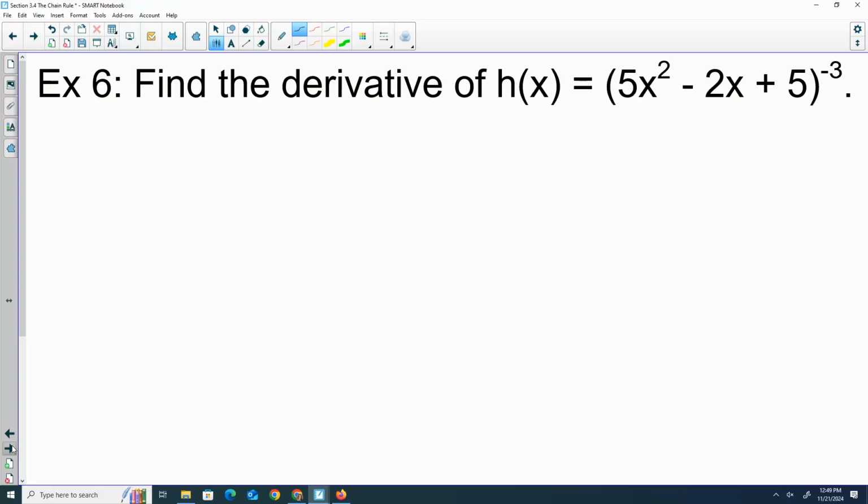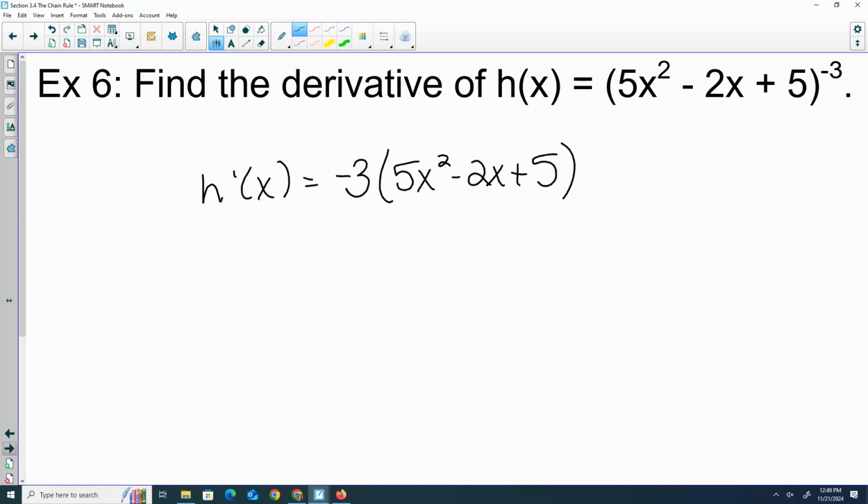Number 6. So h prime of x. Start on the outside, so that's a -3. So -3 comes down. Inside stays the same. Subtract 1 from the power, so that one's -4. Times, what's the derivative of the inside? 5x squared minus 2x plus 5 is the inside. What's the derivative of it? Oh, sorry. I was looking at my answer.